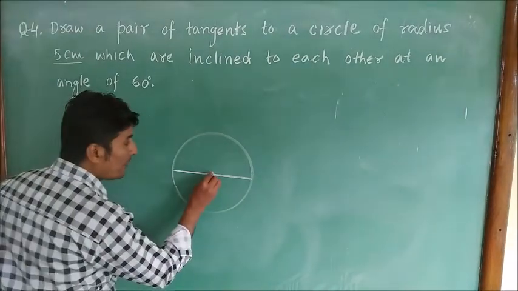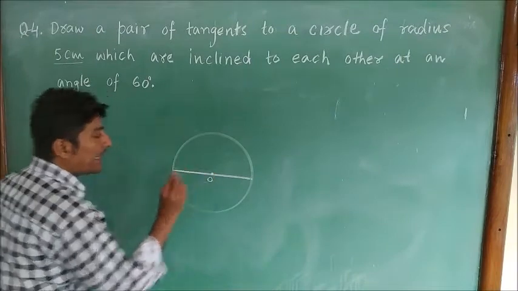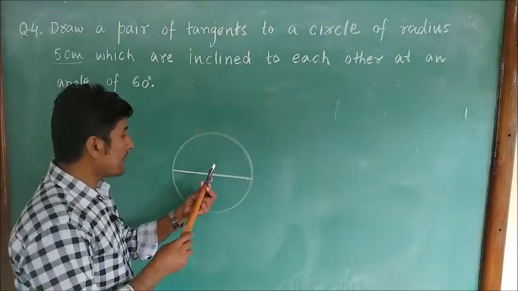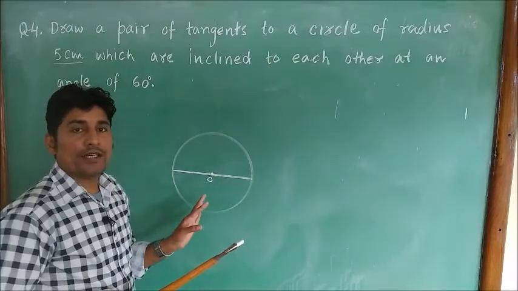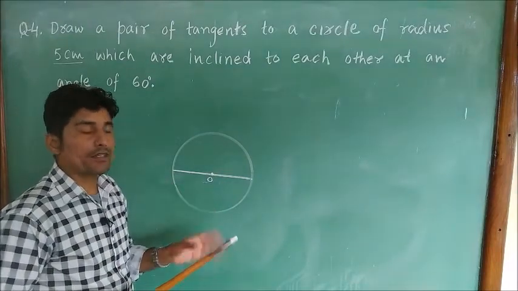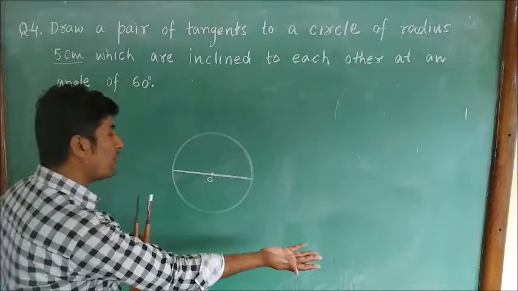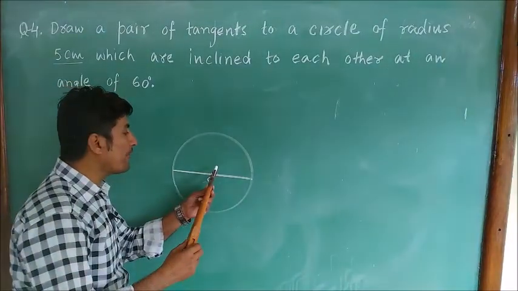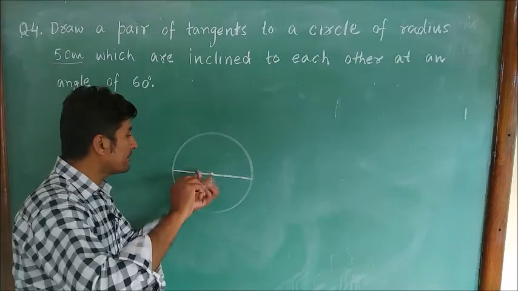For that, first of all, we have to construct the angle of 60 degrees at the center. So on either side of the center, we can construct the angle of 60 degrees, either towards the right side or towards the left side. So we are going to draw the angle of 60 degrees at the center.